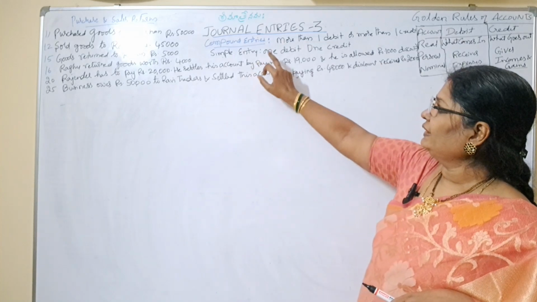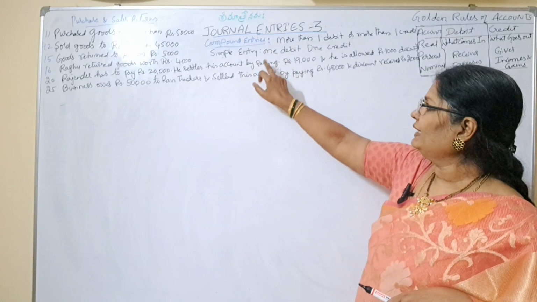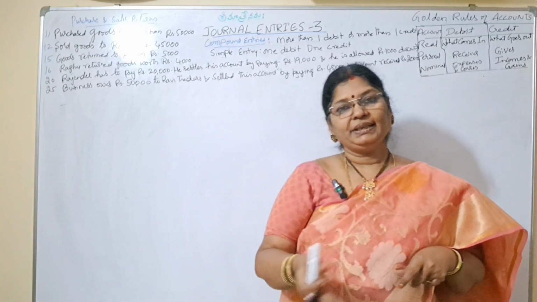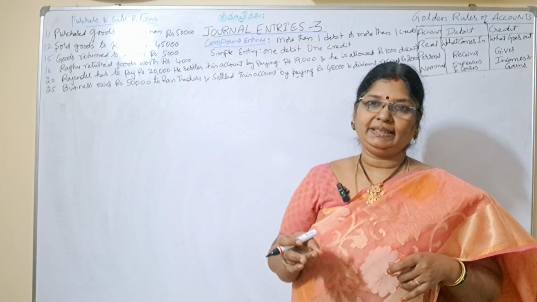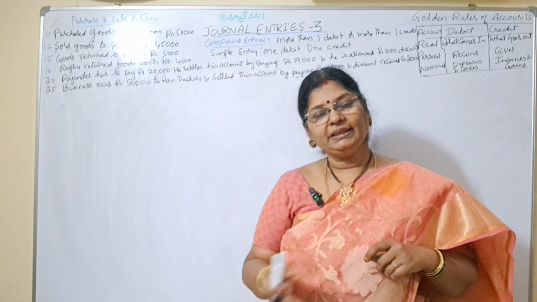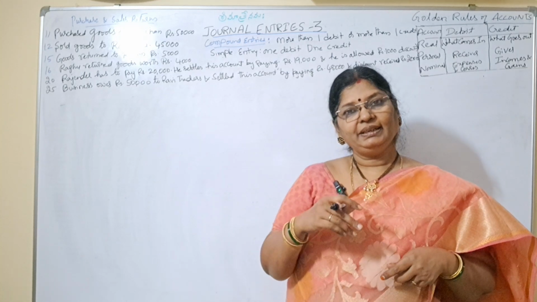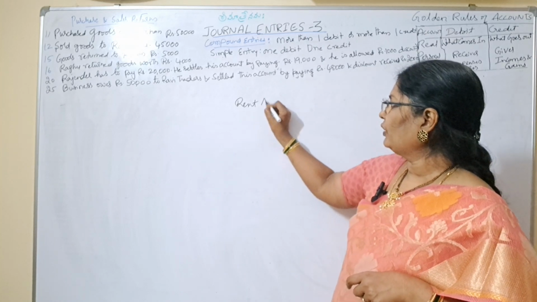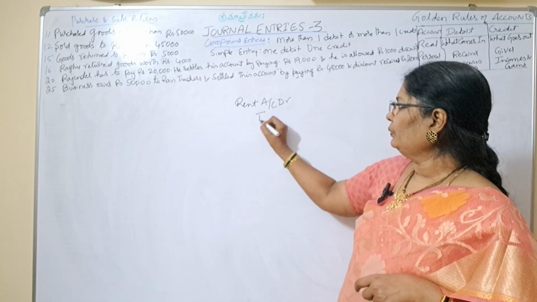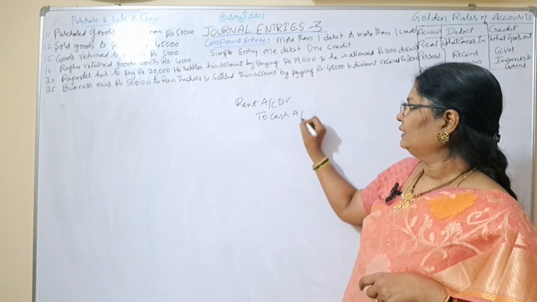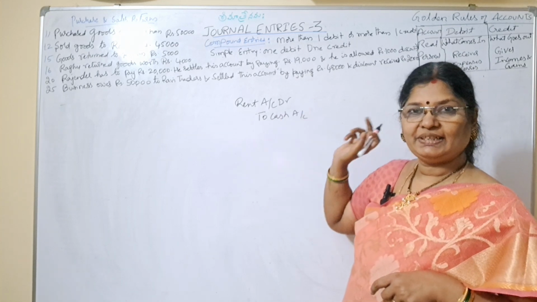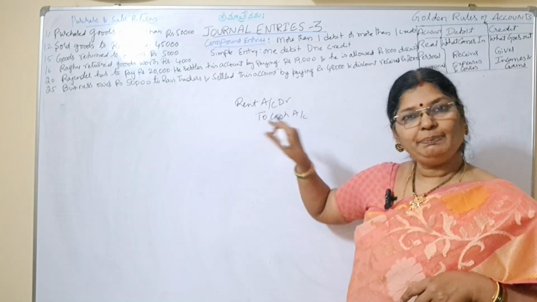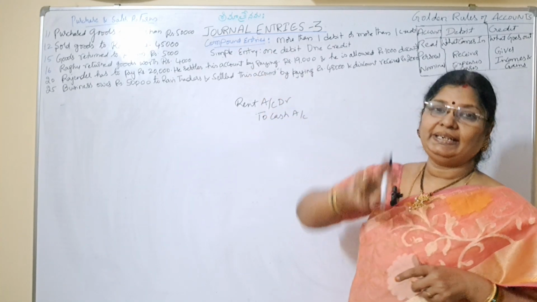Here you can understand compound entries and simple entry. What is the meaning of simple entry? It means only one debit and one credit. When we are paying rent, what are we writing? Rent account debit to cash account. So only one debit is there and one credit is there. It's called simple entry.